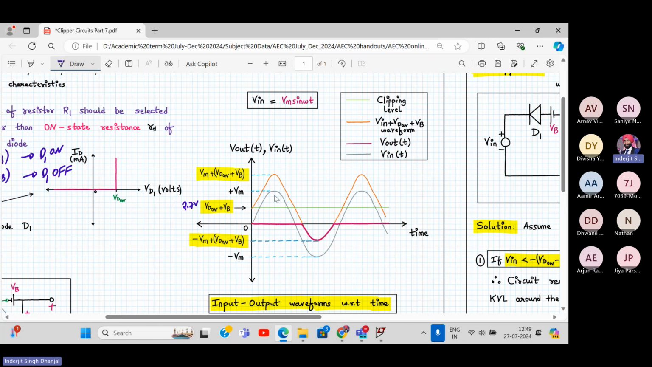First of all, draw the input waveform, the gray color. Here the input output won't be there. Output will be there at this level, the orange color line. So take 2.7 volts up and draw this line, orange color line.